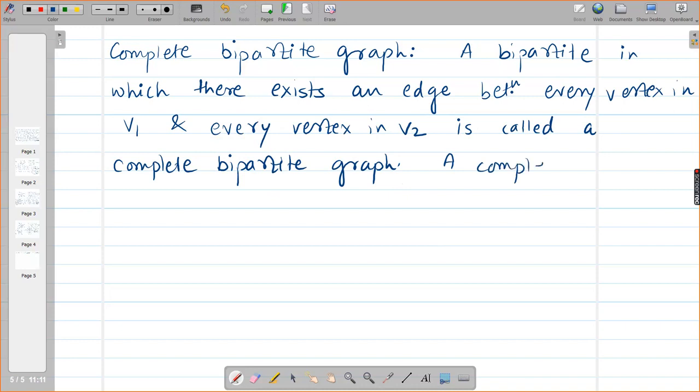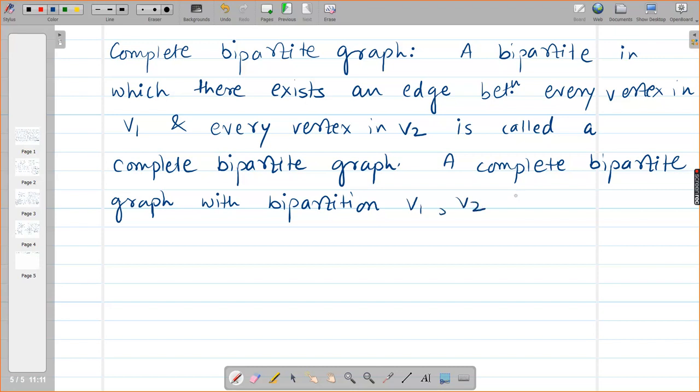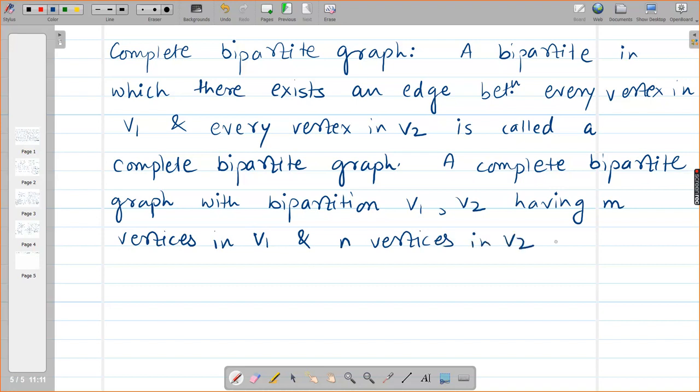A complete bipartite graph with bipartition V1, V2 having m vertices in V1 and n vertices in V2 is denoted by K, where K stands for complete graph, okay? K, M, N.